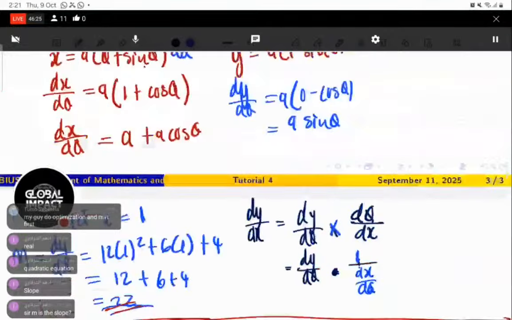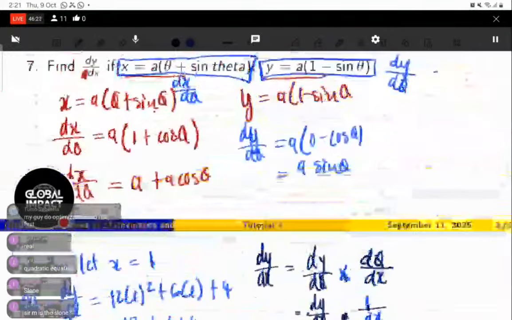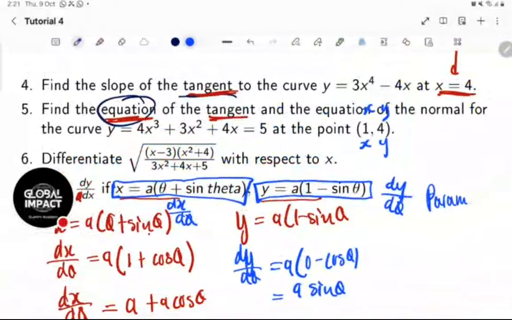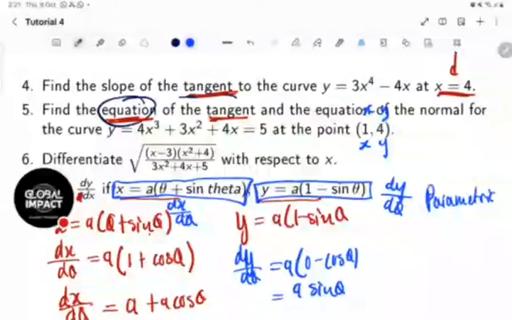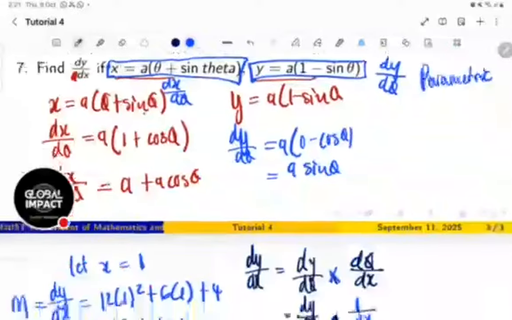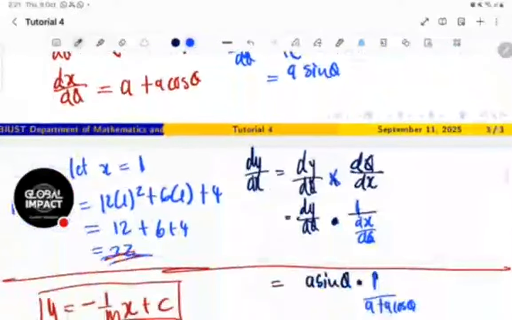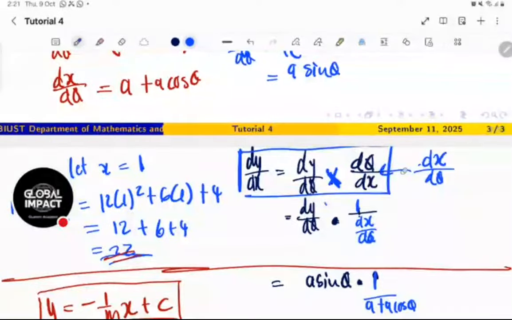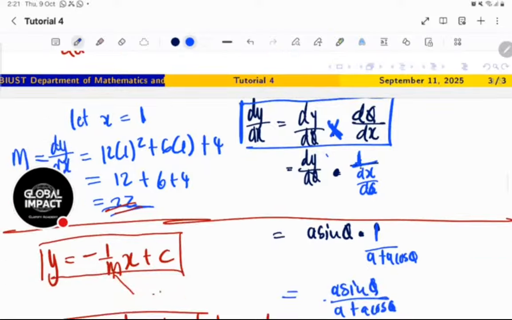Anyway, this is finding the derivative of a parametric equation. It's a formula that you're going to use. You're going to get dy/dθ, but you want dy/dx. So you will use this formula to say dy/dx is dy/dθ times dθ/dx. But you don't have dθ/dx, you have dx/dθ. What do you know? dθ/dx, which you want, is actually 1 over dx/dθ. So you can then use it like that.